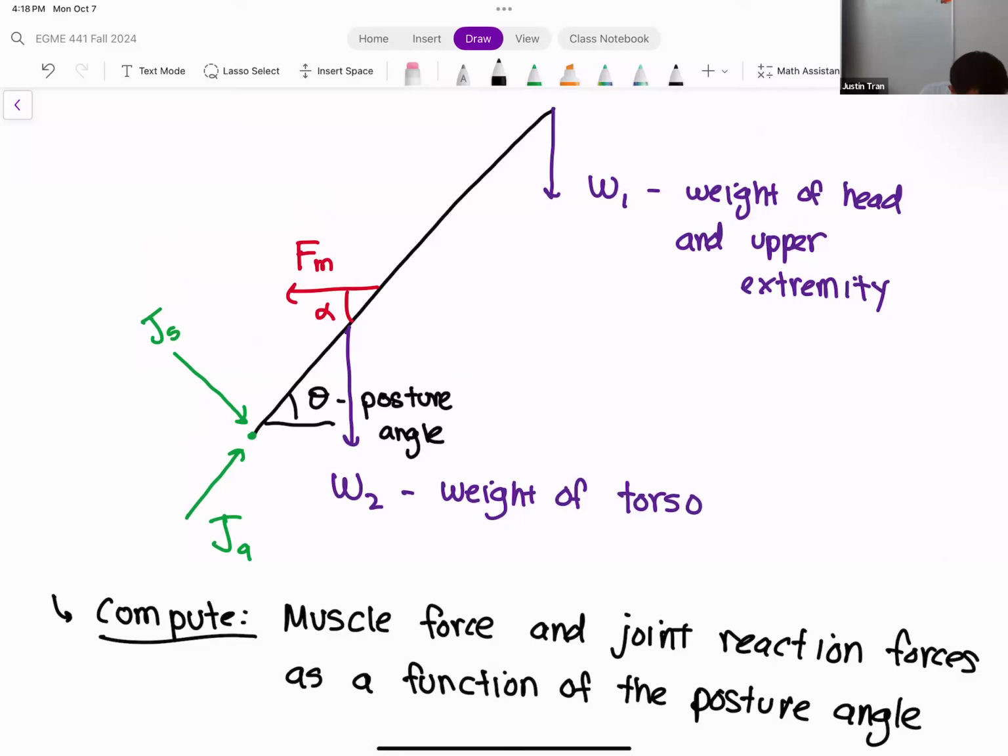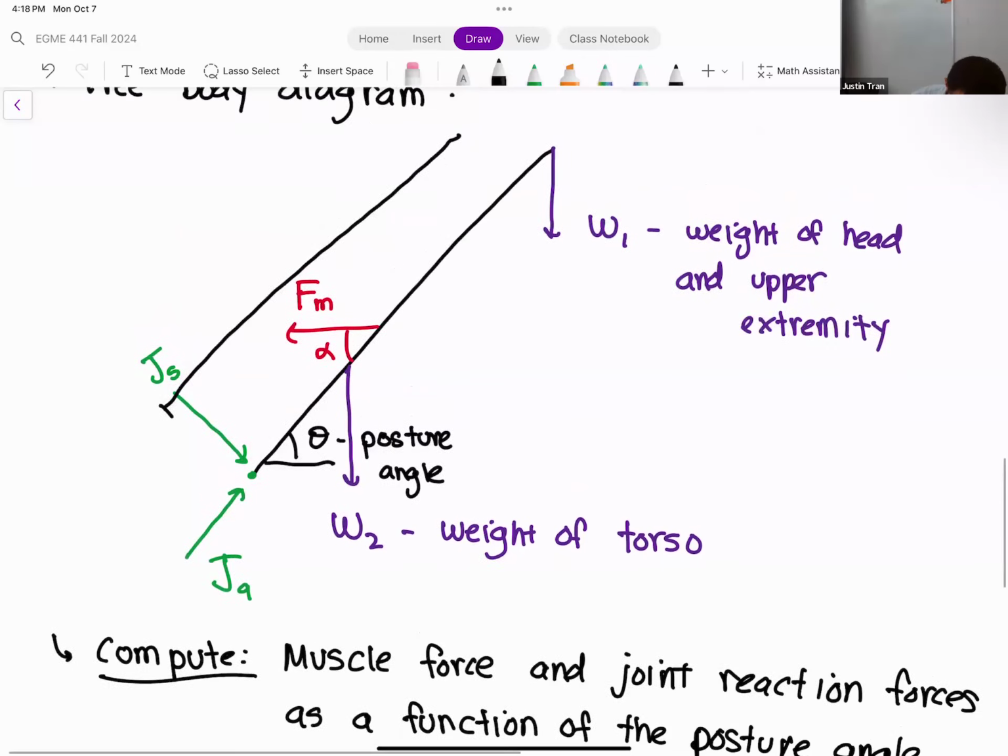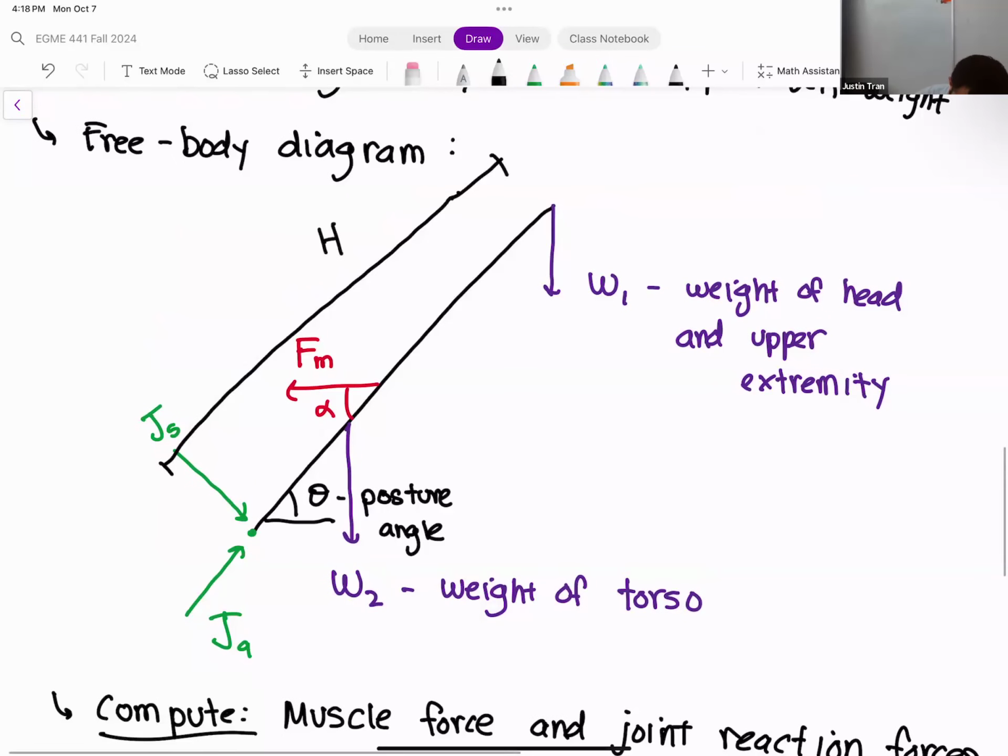Oh, we need some lengths here too. Let's see how was the best way to do this. Okay, so we'll say that the entire length of the entire spine here we'll say is H. And so the distance from the base of the spine up to where W1 is acting, we'll say that's capital H. And then everything will be defined relative to H. The reason I'm doing this is so that these results will be applicable to a person of any height, okay? So everything is just going to be a function of the posture itself.